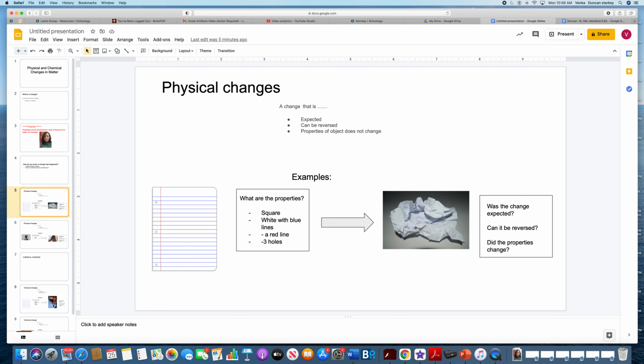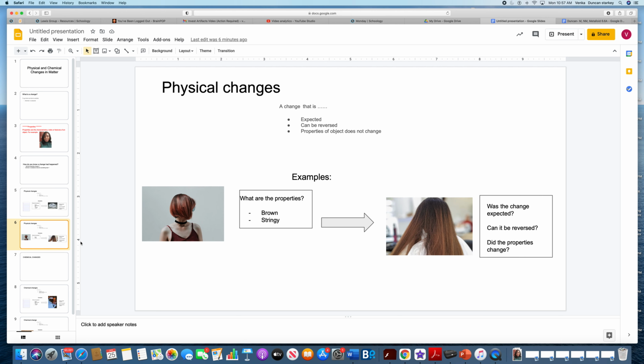Is it still paper? Yes. Can we make it back into a square? Yes, we could tape it or glue it back together. Does it still have blue lines and a red line? Yes. Does it still have 3 holes? Yes. So this would be an example of a physical change. It is expected, it can be reversed, and the properties did not change.